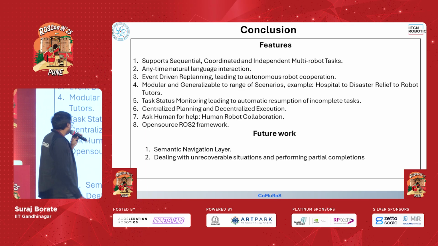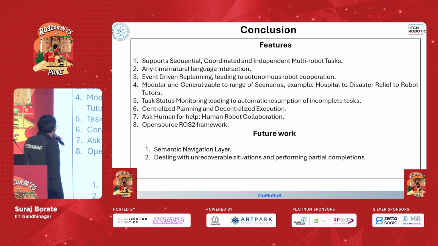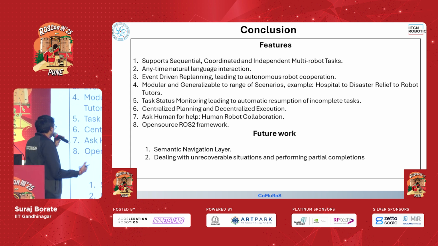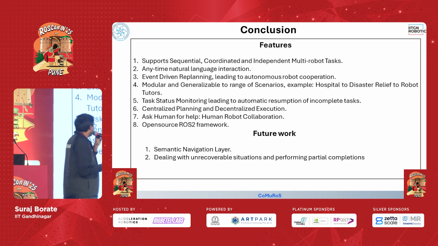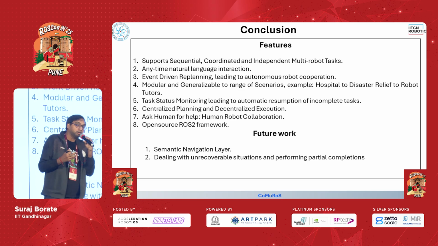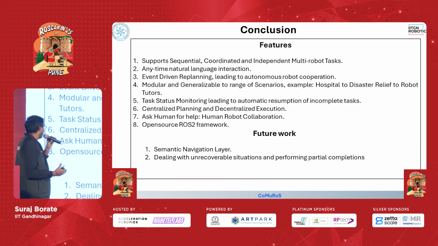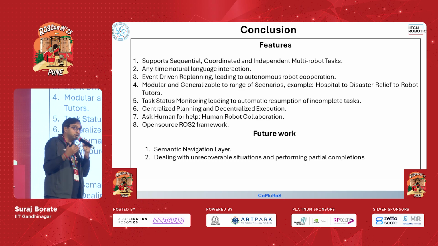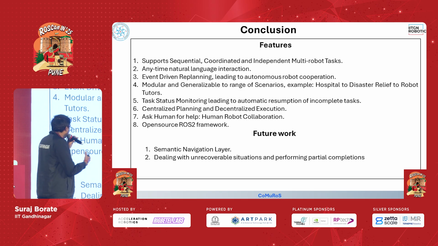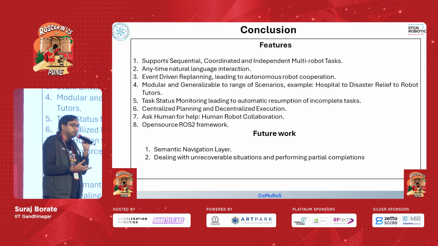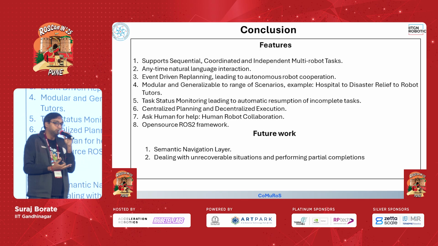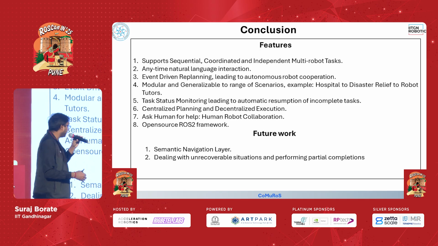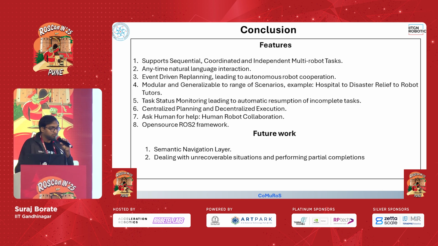In conclusion, the features provided by the package are human-robot collaboration, multi-robot collaboration, robots helping each other, event-driven replanning, and most importantly, being generalizable and customizable to your scenario. For future work, we are planning a semantic navigation layer. You can also contribute to our repo. Another item is dealing with unrecoverable situations. Sometimes situations are not recoverable. Then what to do? It's not the end of the world. What you should do is perform partial completions, and lots more.